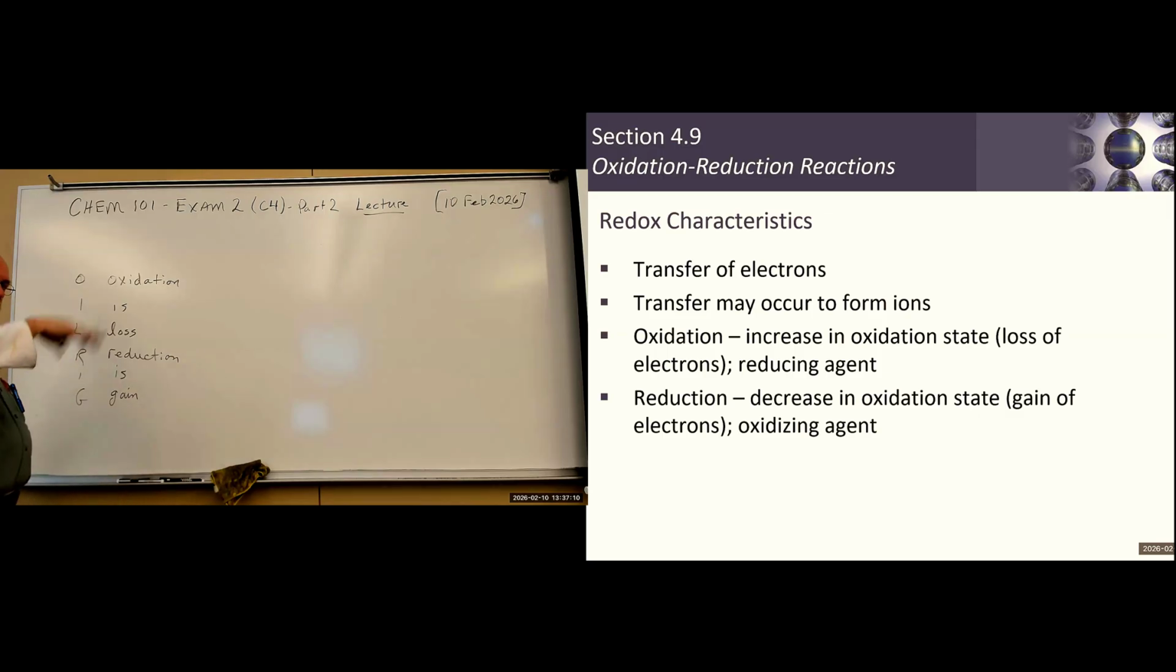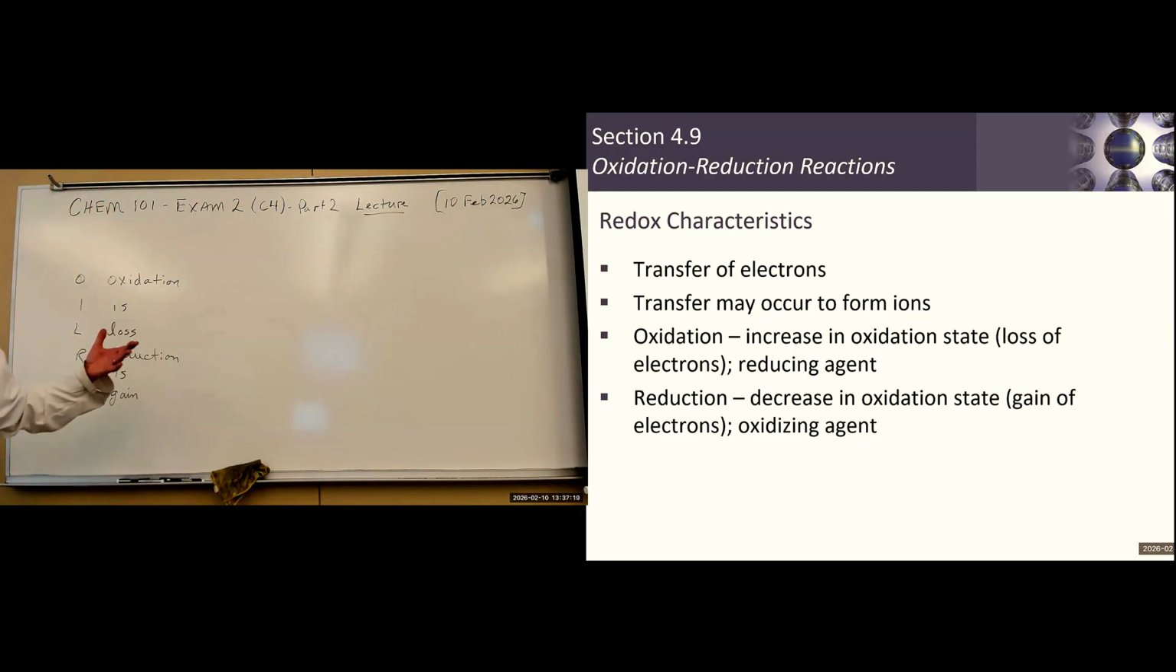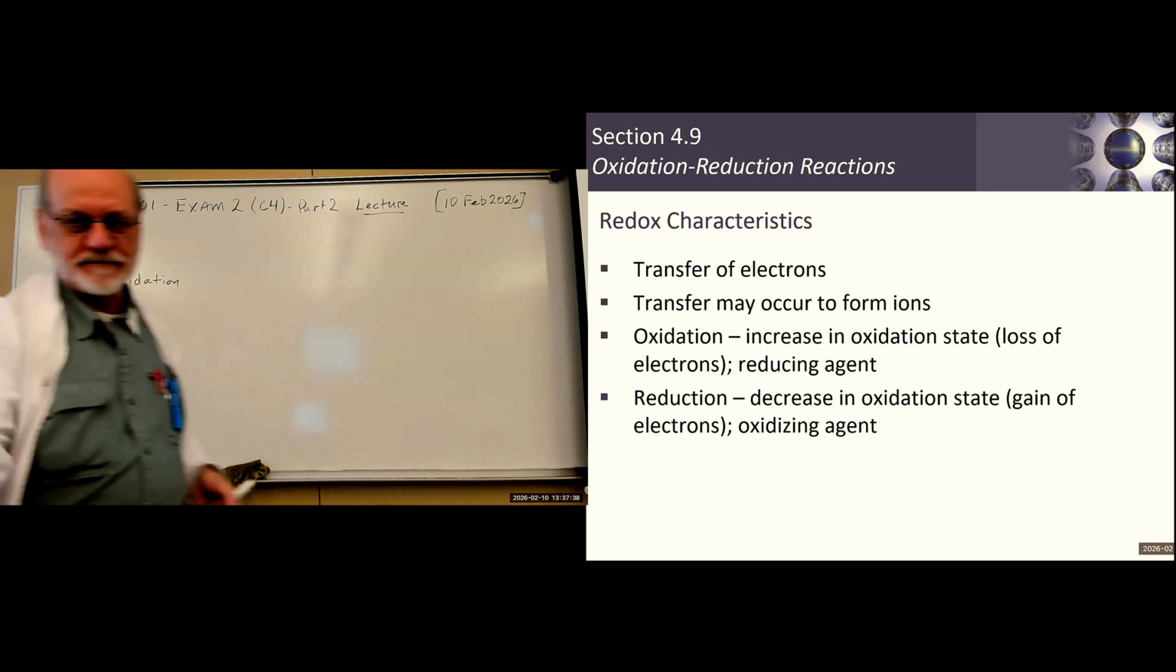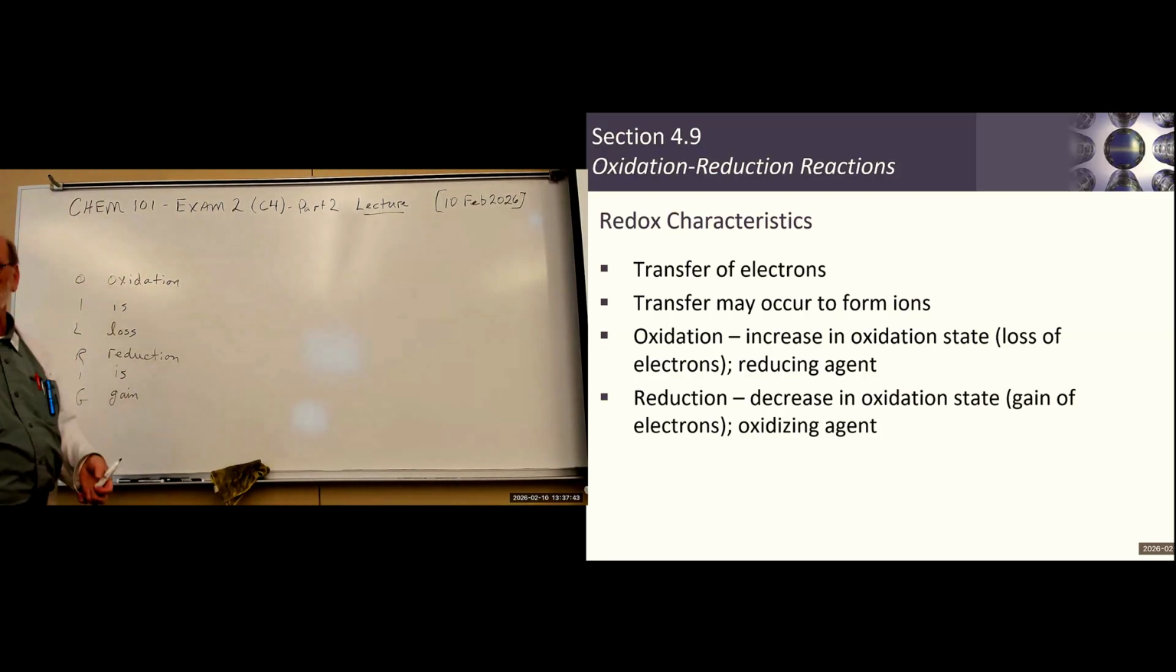So anything that loses electrons has been oxidized. Anything that gains electrons has been reduced. And they always occur together. You can't have an oxidation without a reduction. So if something is oxidized, it caused the reduction of something else, which makes the oxidized species a reducing agent for the other one. See how that works? And vice versa. The one that was reduced is an oxidizing agent for the other one.